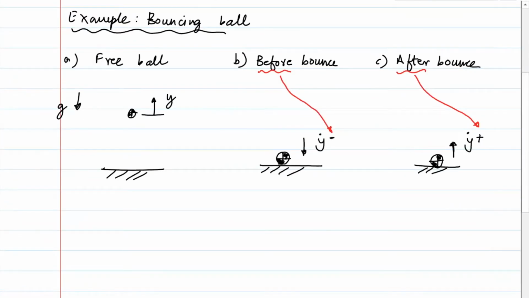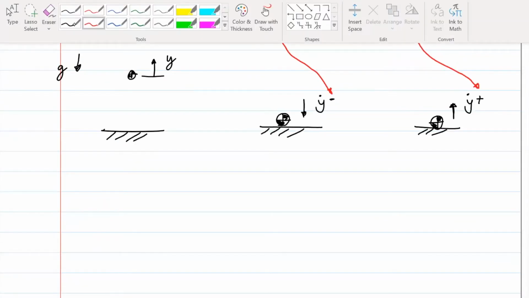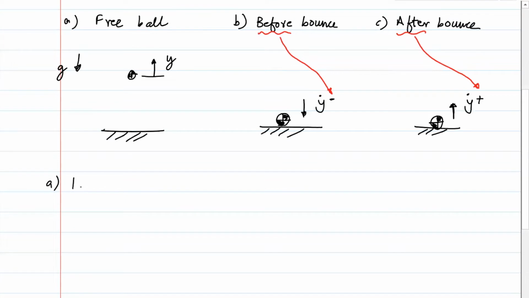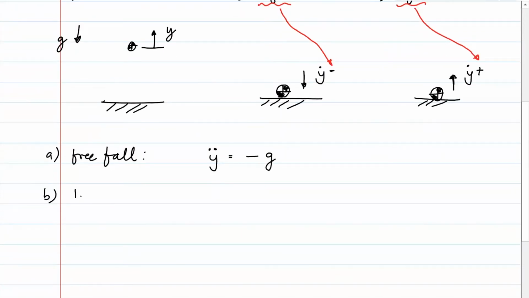So that's how we describe the motion. How do we actually represent this with equations? First, for free fall, we've already used Euler-Lagrange to do that. It's simply that the acceleration is negative g. That describes the motion of a ball being dropped. What about the moment the ball bounces with the ground?